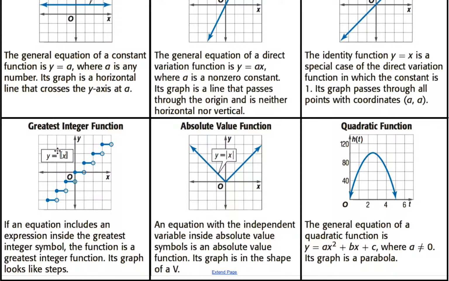The equation is represented by these double brackets, and you have your variable inside that double bracket. A step function is another name for the greatest integer function because it looks like stair steps. And we'll talk more about that in class. The absolute value function is the next one. It looks like a V where you have positive values and negative values based on what you put in. You'll always get out positive values from your absolute value equation.